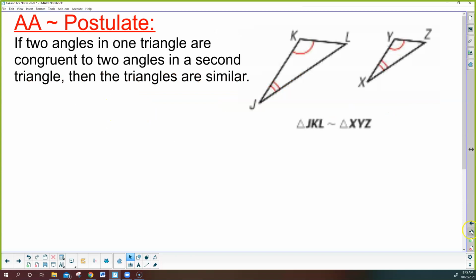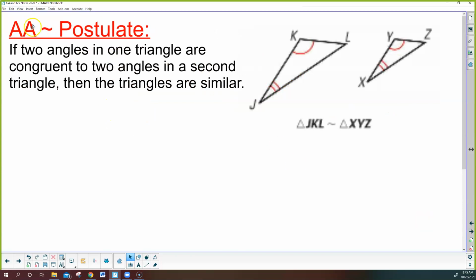All right. So I'd like you to write this down. Angle-angle similarity postulate says if 2 angles in one triangle are congruent to 2 angles in a second triangle, then the triangles are similar. Now, some people just like to write the pictures, and that's up to you. I would include both the writing and the pictures here. So I'll give you a second to get caught up on that.